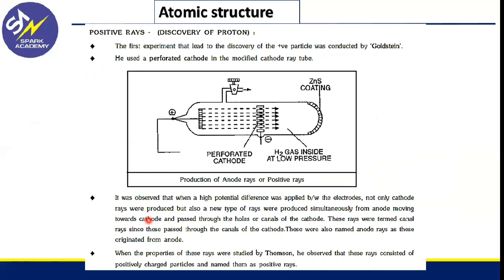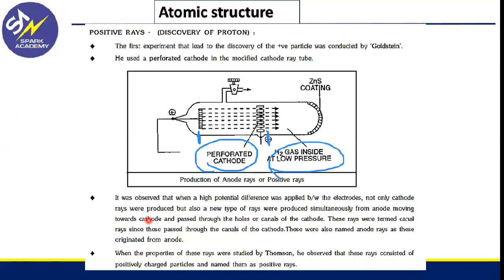The next one is the discovery of the proton. Goldstein was the first person who led to the discovery of positive particles. He used a perforated cathode and an anode, with H2 gas inside at low pressure. Now, a very high potential difference was applied.